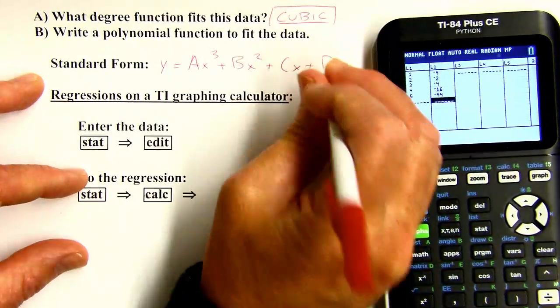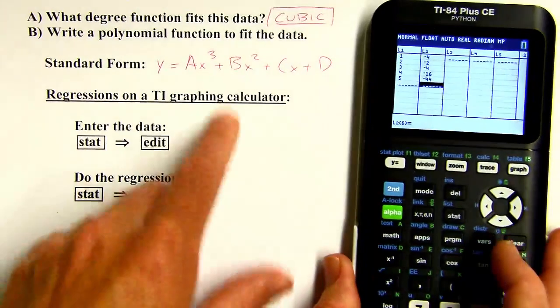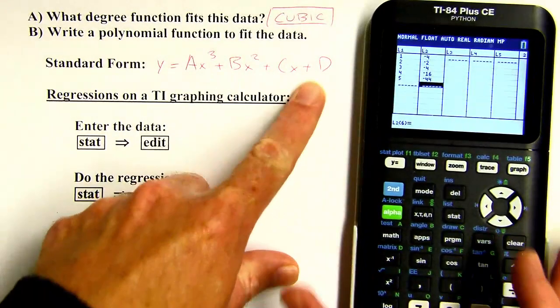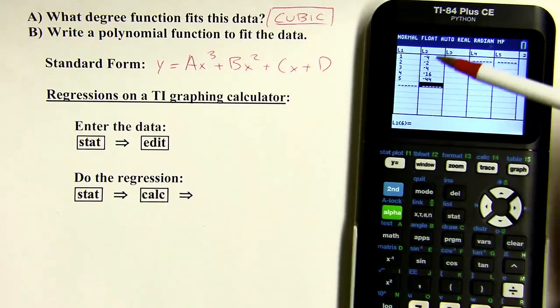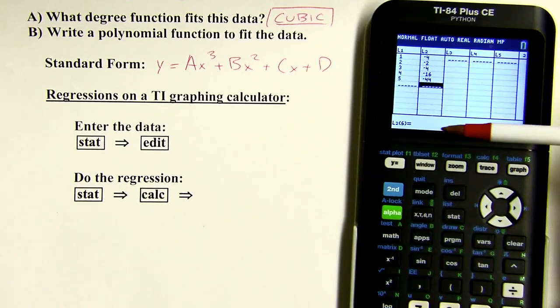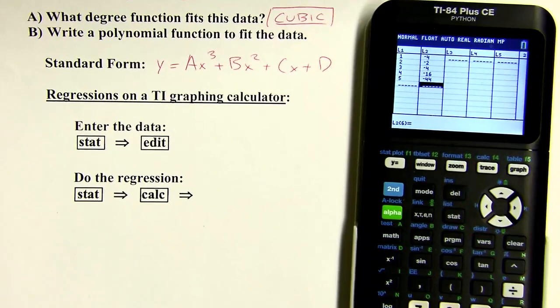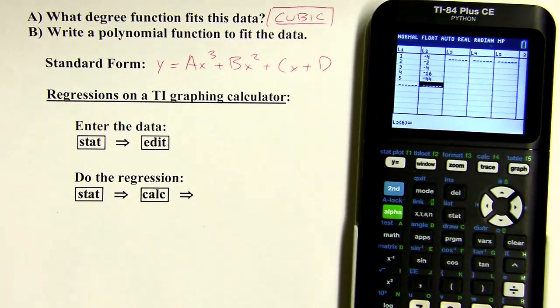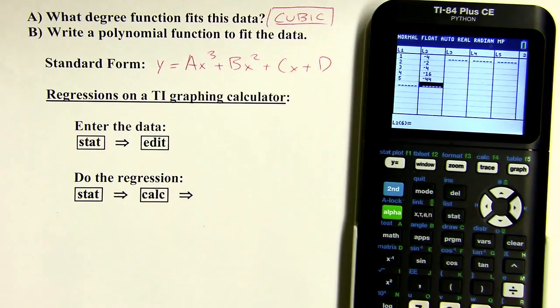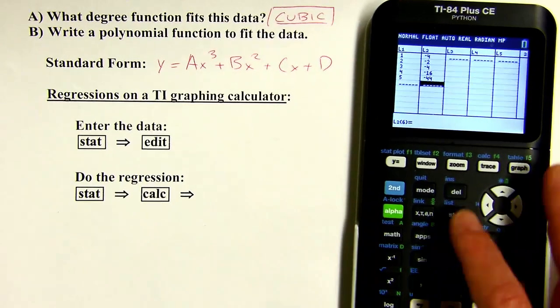And then we might have a constant at the end there. So my goal here is to figure out what a, b, c, and d are. Now I could use these x-y pairs and write a giant system of equations and do this by hand, but I'd much prefer to use my calculator because my calculator can do that pretty quickly. All right, so I've got that data in there.